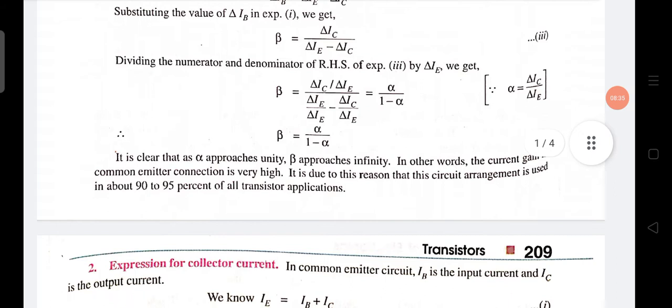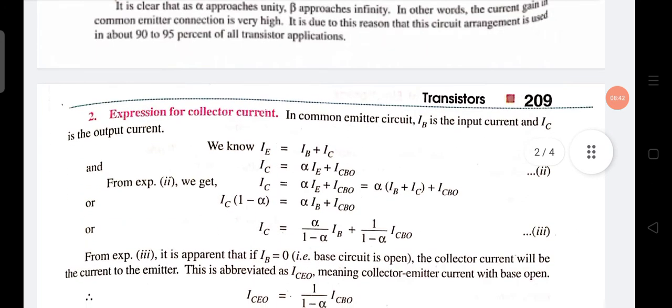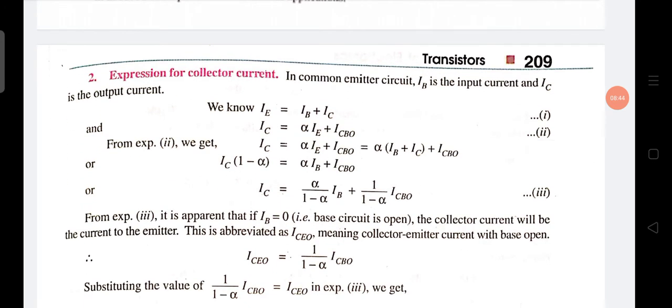So this connection is used in 90 to 95% of transistor applications. Now let us calculate the expression of the collector current.